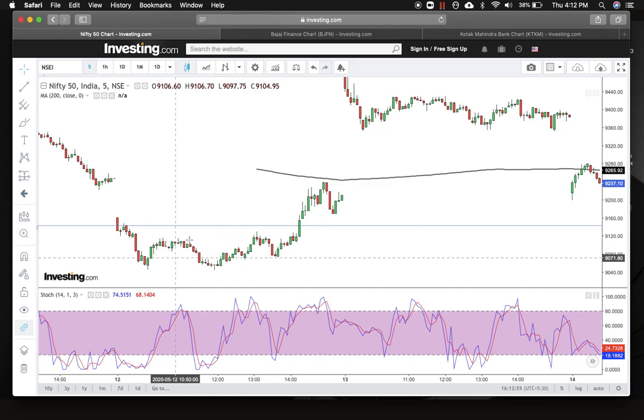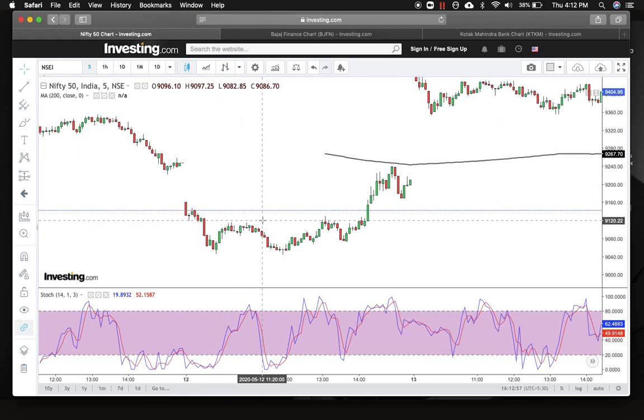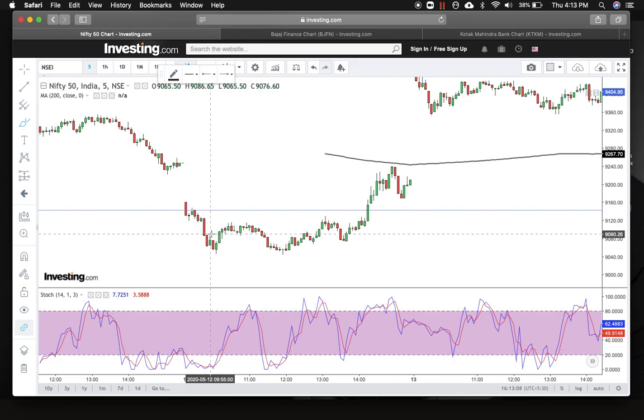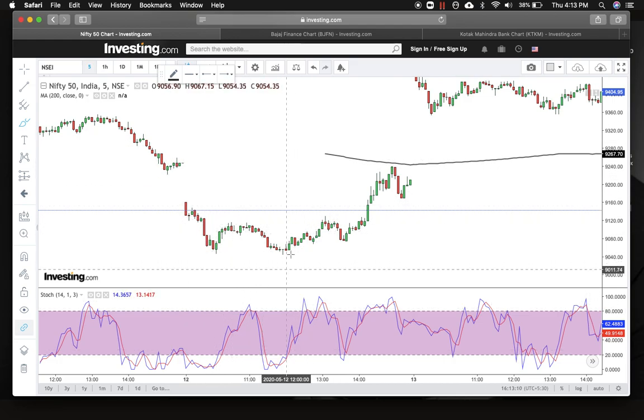So basically what I'm trying to identify is that in the 5 minute intraday time frame, I am firstly identifying whether I'm below or above the moving average. So in this case, on the 12th of May, a couple of days back, we were below the moving average. So I'll only be looking at shorting the stocks, right? So that's number one.